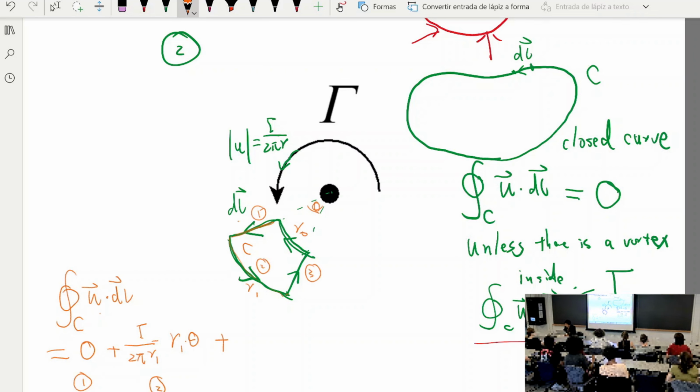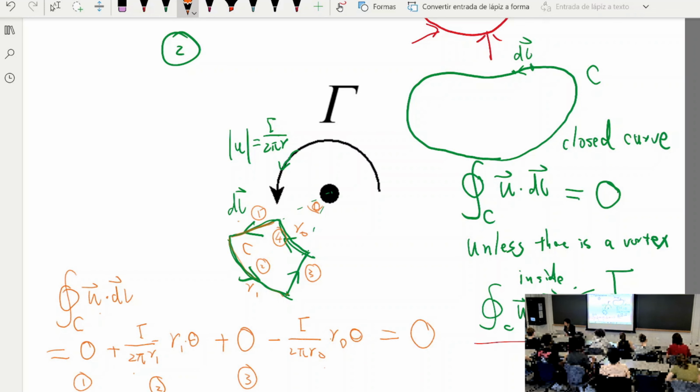So this is the second section here. Now the third section is the same as the first section. It's 0 because the velocity and dl are orthogonal. And finally, in the fourth section, the velocity and dl are exactly opposite. So we have a minus, and the magnitude is gamma over 2 pi r0, and the length is r0 theta. So what is the sum? Right, 0, 0, and the plus and minus are exactly the same, so we add up to 0. This is an example of a vortex flow whose circulation on one curve is equal to 0.